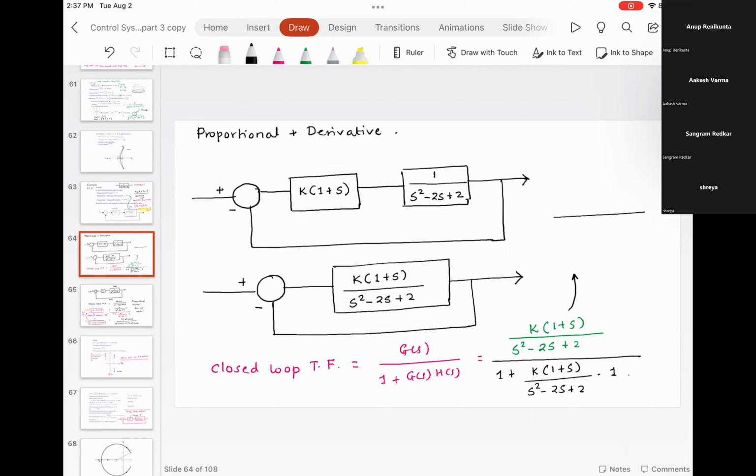Now when you expand this, I'm going to use the next space here. You will have k times 1 plus s, and then it's going to be s square minus 2s plus 2 plus k times 1 plus s. So this is going to be k times 1 plus s divided by s square minus 2s plus k plus 2 plus k s. Now I want you to understand very carefully what is happening here: s square plus k minus 2 s plus k plus 2. Are you with me? So can someone tell me what magic happened just now?